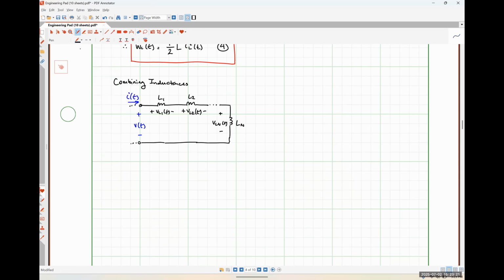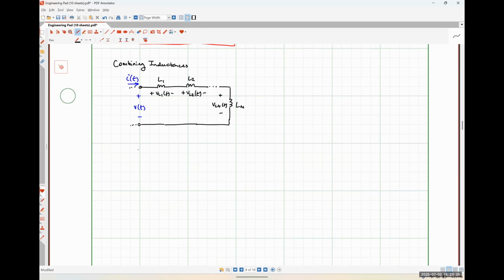So if I were to apply Kirchhoff's voltage law to this system, what I would find is that my total voltage V of t is simply equal to the sum of all of the voltage drops across those individual inductors. So that would be VL1 plus VL2 all the way out to VLN, like so.